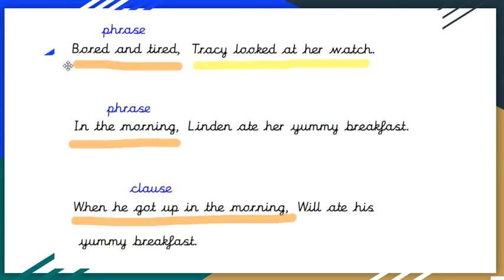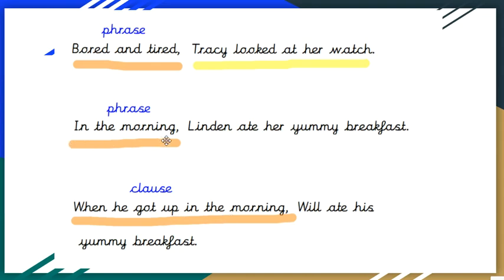Okay, so here, all of the beginning of the sentences is where our subordinate clause is. Bored and tired, in the morning, when he got up in the morning. However, these are subordinate phrases, and this longer one here is a subordinate clause because it has a subject and a doer. So somebody, he, is getting up in the morning.